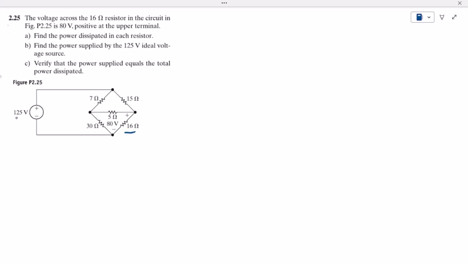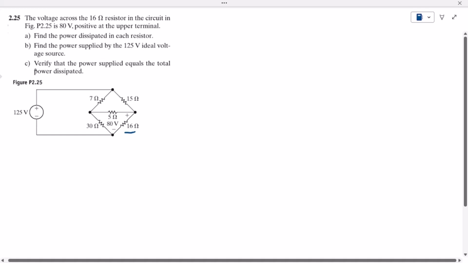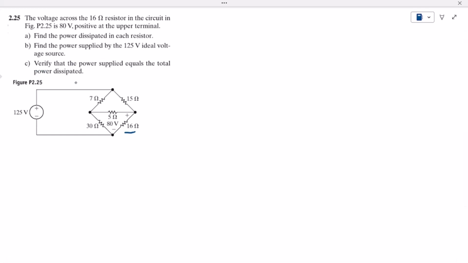Okay, so this is the ideal voltage source and the power supplied by it we have to find out, and in the last we have to verify that the power supplied equals the total power dissipated. Okay, so that is the circuit and we have to find out the quantities given here.